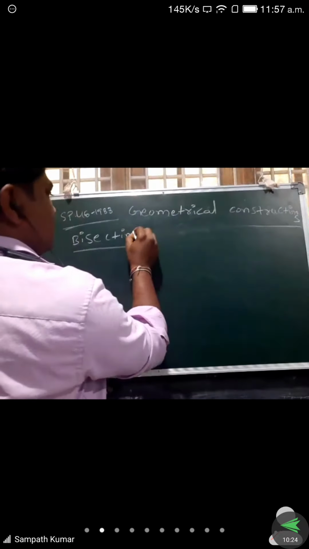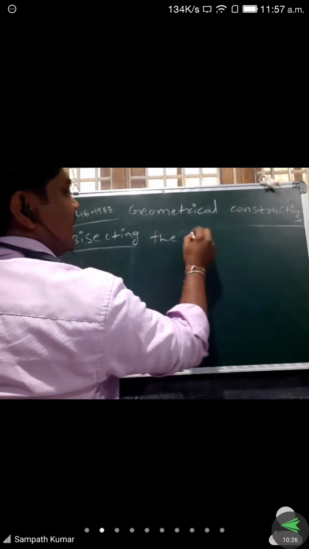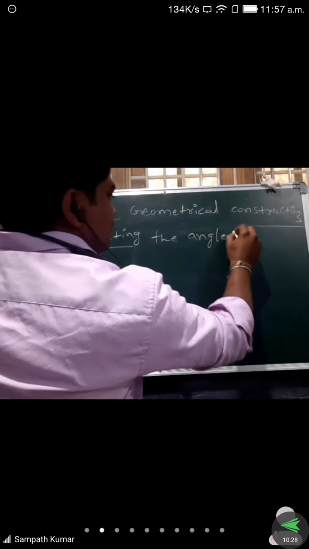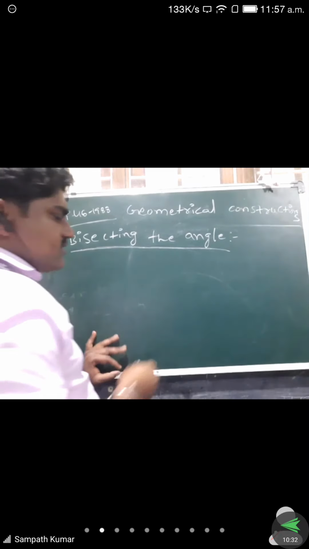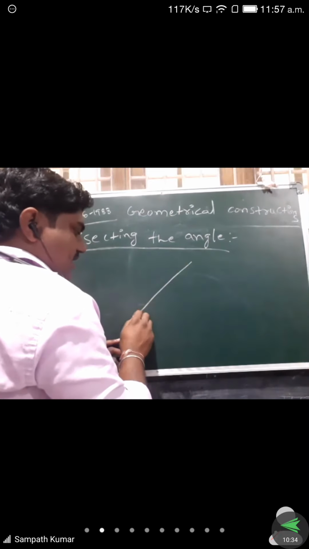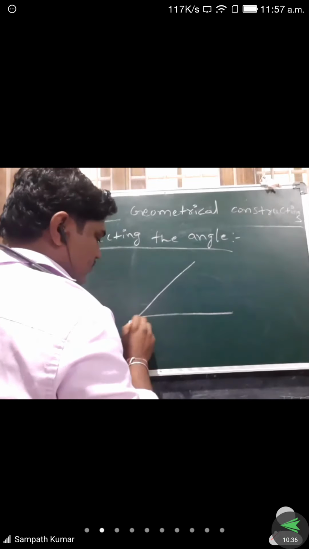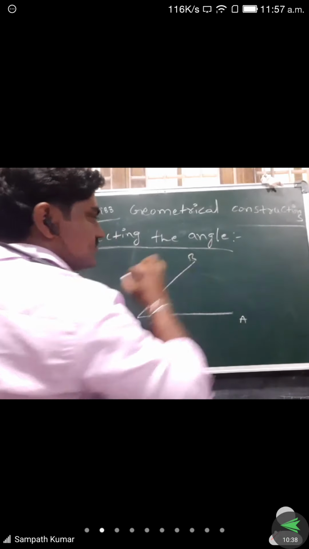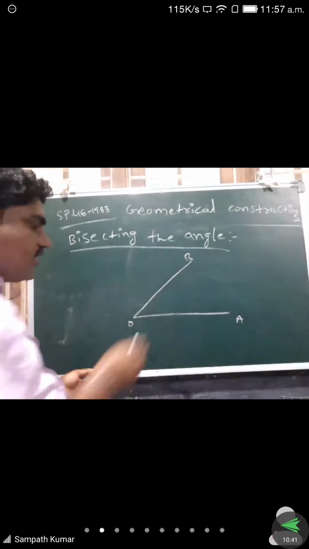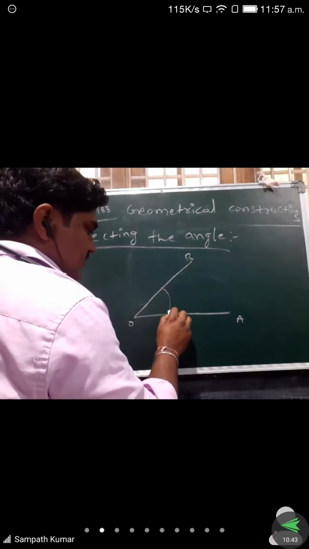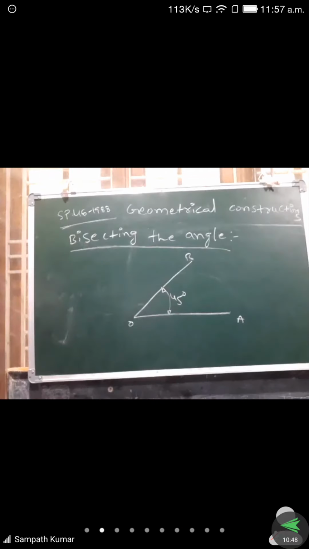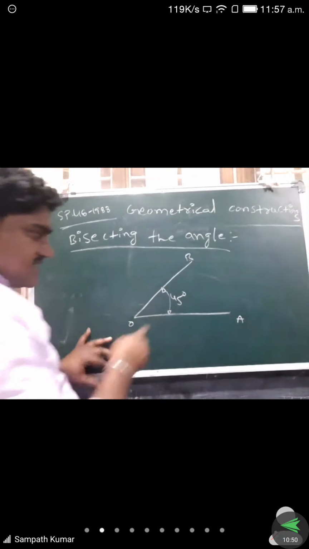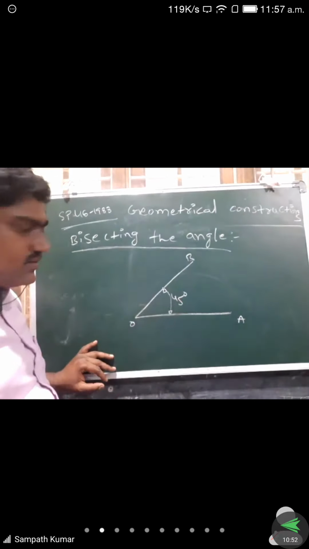Bisecting the angle. Next topic is bisecting the angle. Okay, given an angle, suppose we have the horizontal line OA and OB. We take this angle as 45 degrees. Then we bisect this 45 degree angle.